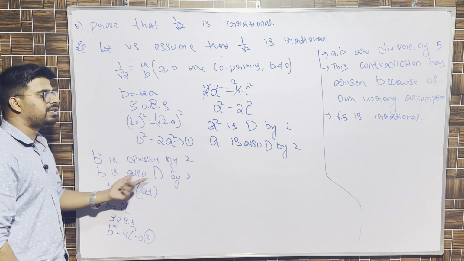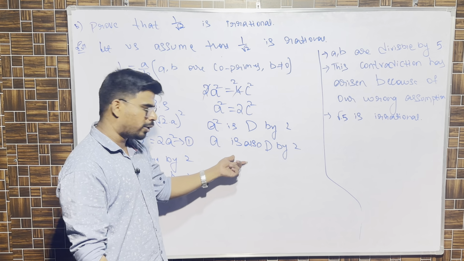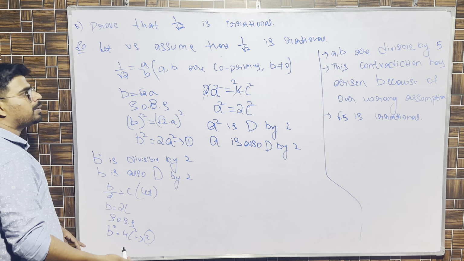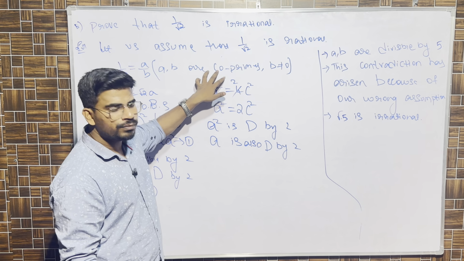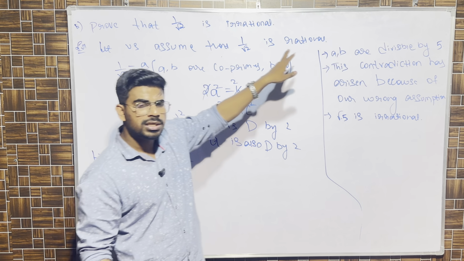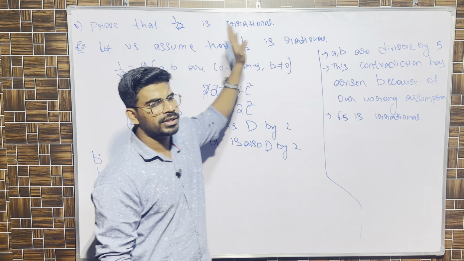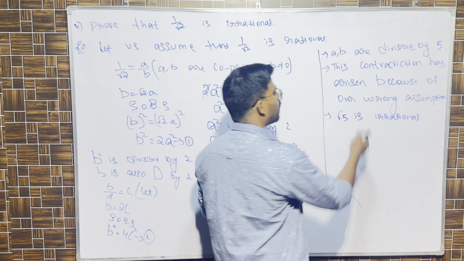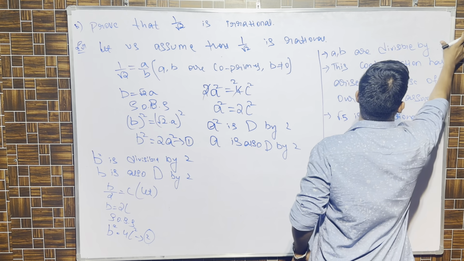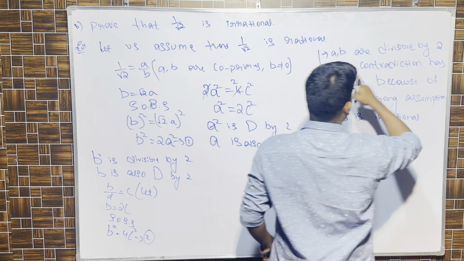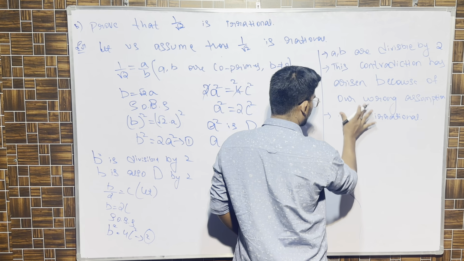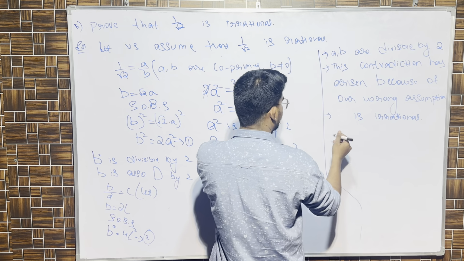Here I got b is divisible by 2. Here I got a is divisible by 2, which means a and b both are divisible by 2. If a and b both are divisible by 2, are they co-primes? No, they are not co-primes. That means our assumption is wrong. What did we assume? We assumed that the number is rational. It is wrong, which means the number is irrational. This contradiction has arisen because of our wrong assumption that 1 by root 2 is rational, hence it is irrational.